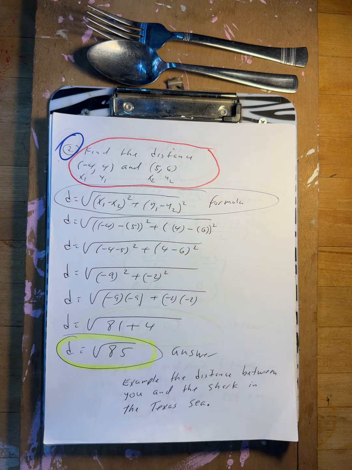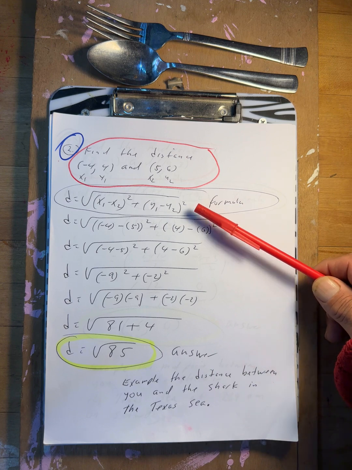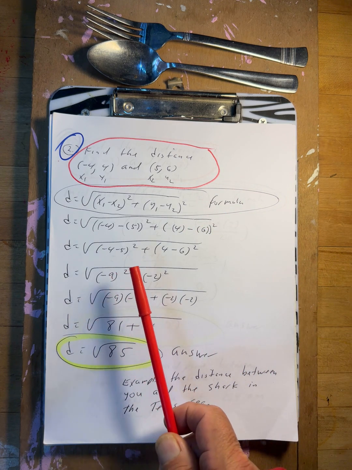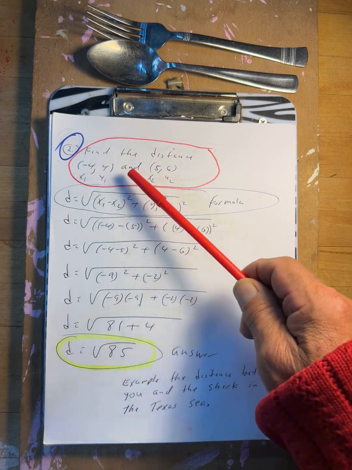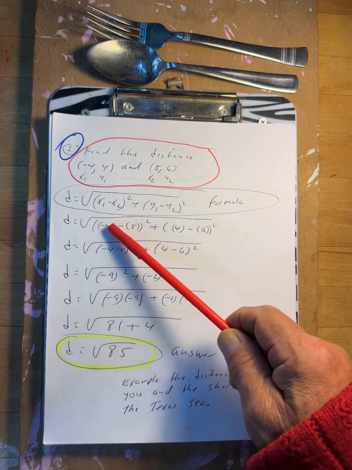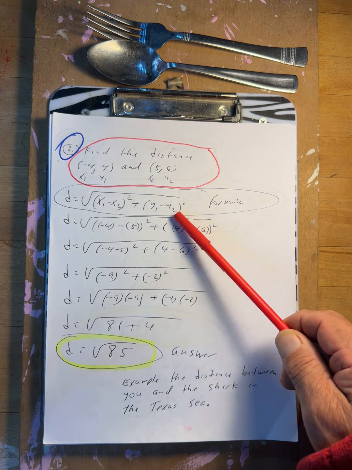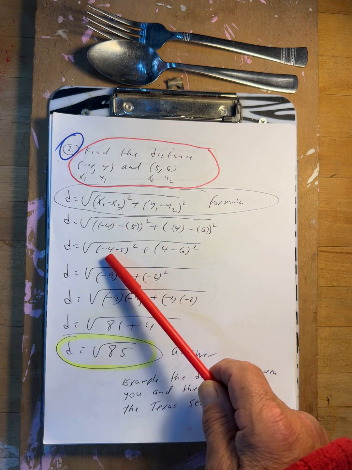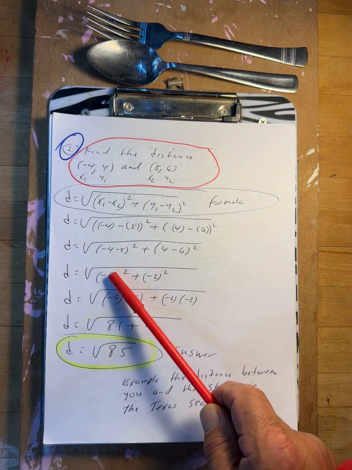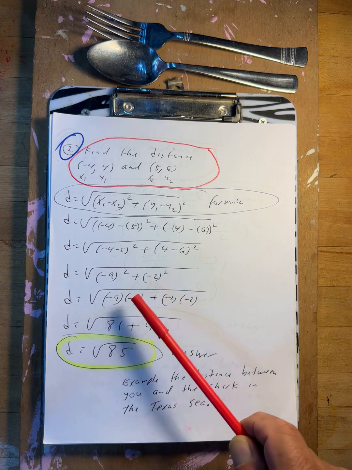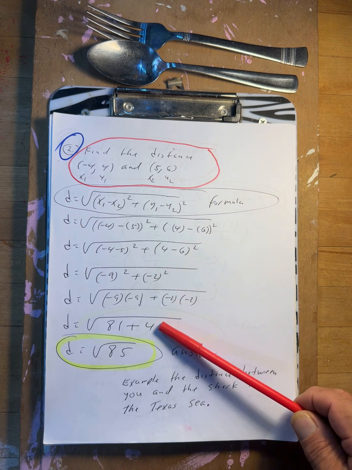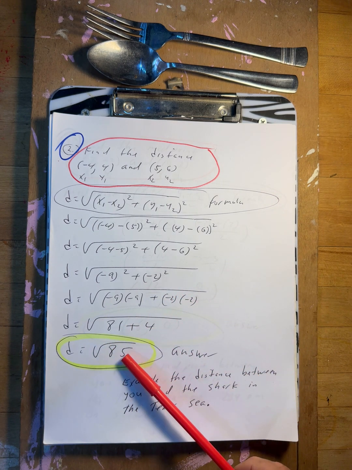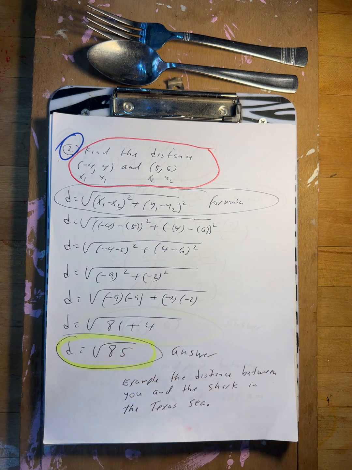Find the distance between those 2 points. Formula for the distance formula, there it is. So now I'm going to put those numbers in. Here's the x1, here's the x2, put them in there. y1, y2, put them in there. So now we have negative 4, negative 5 is negative 9. Negative 9 squared is 81. 4 minus 6 is negative 2. Negative 2 squared is 4. So this is square root of 85. Leave it alone. That's okay.